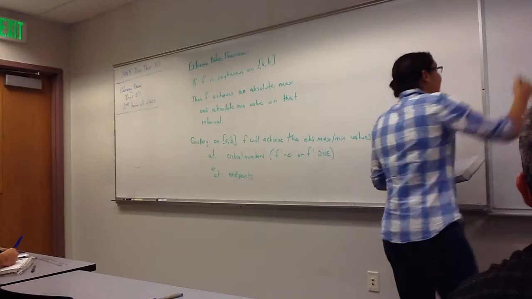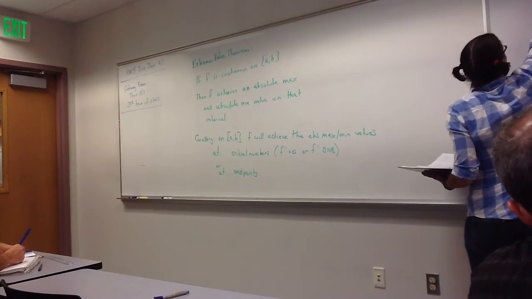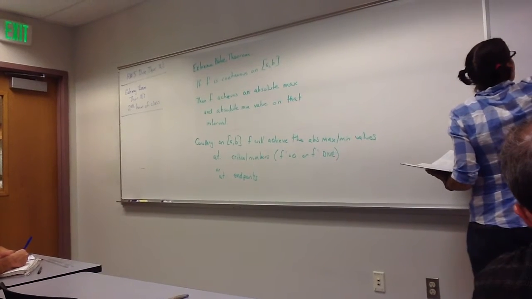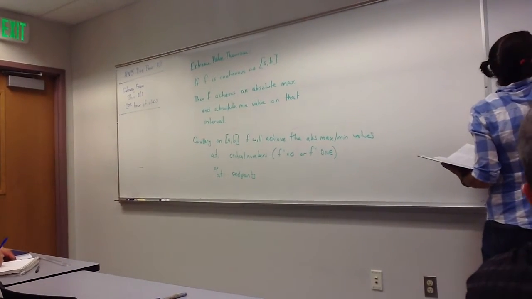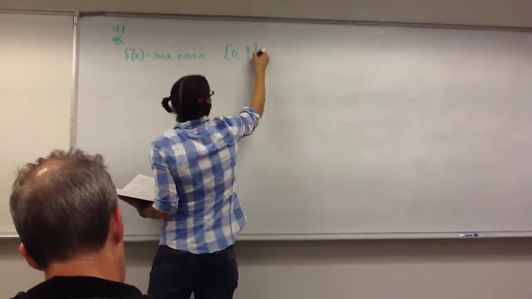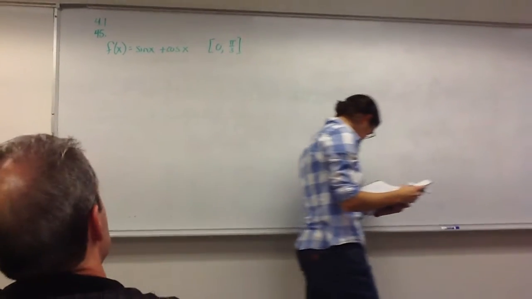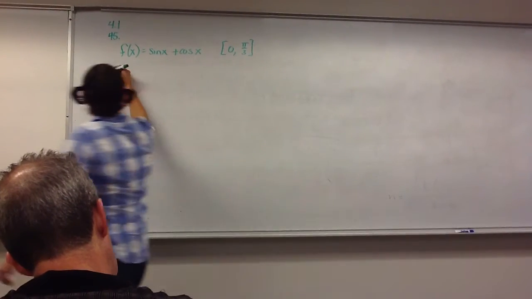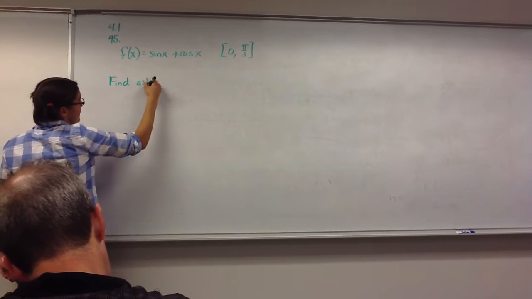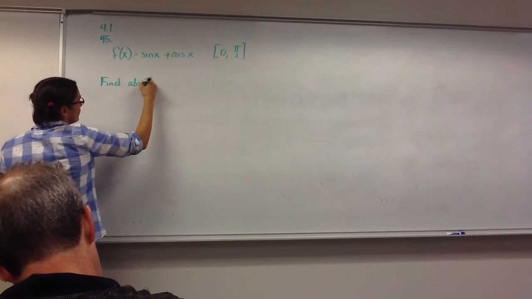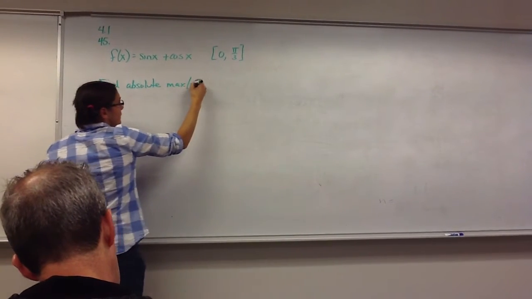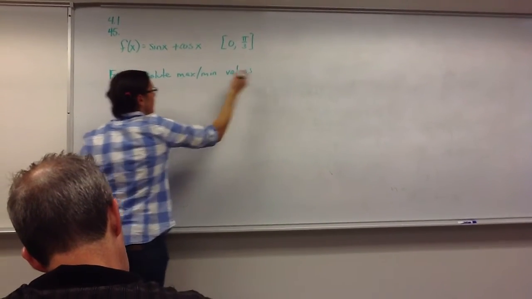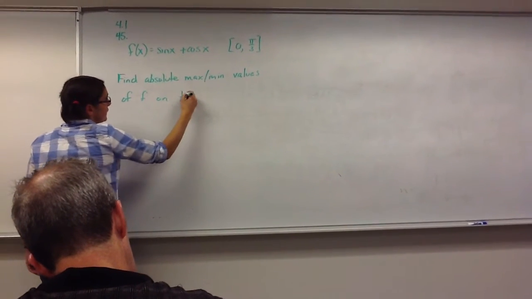Okay, so number 45, in section 4.1, we've got f of x is equal to sine of x plus cosine of x, and the interval is the interval from 0 to pi over 3 with square brackets, so that includes the endpoints. And our job is to find the absolute maximum and minimum values of f on the given interval.